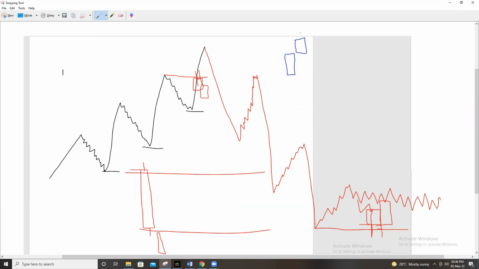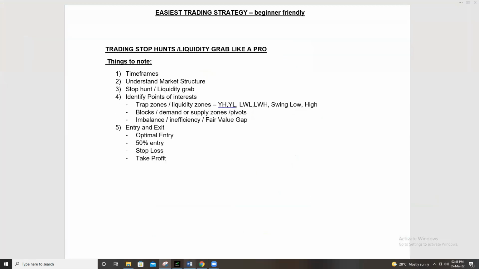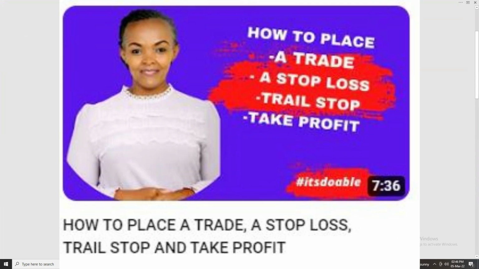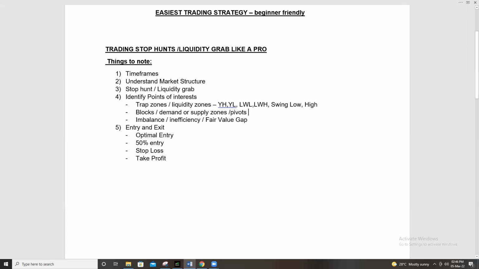Now, with entry, there's something that we call optimal entry. There is also the 50% entry, and of course the stop loss and take profit. There are videos on the YouTube channel again on how to place a stop loss and how to place a take profit. But for this video, let's talk about the optimal entry and the 50%. For me, I always like the 50%.